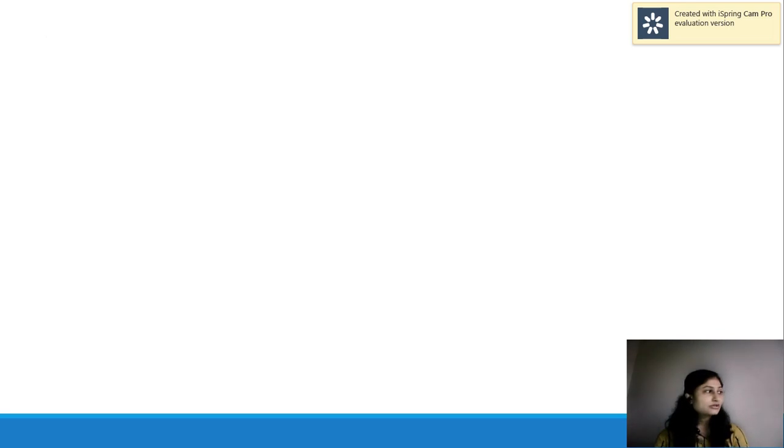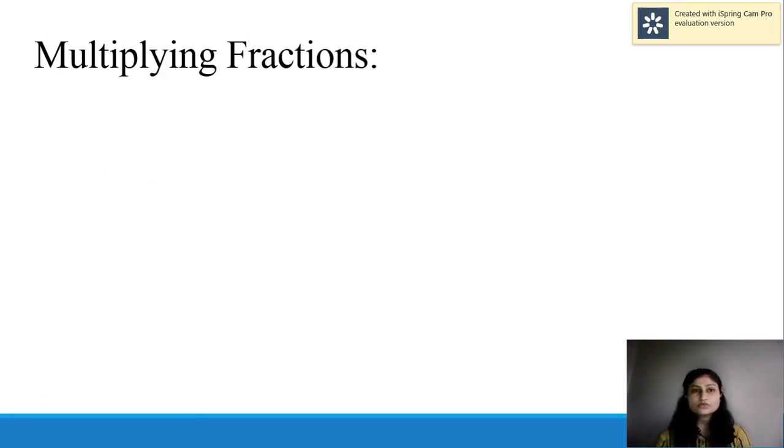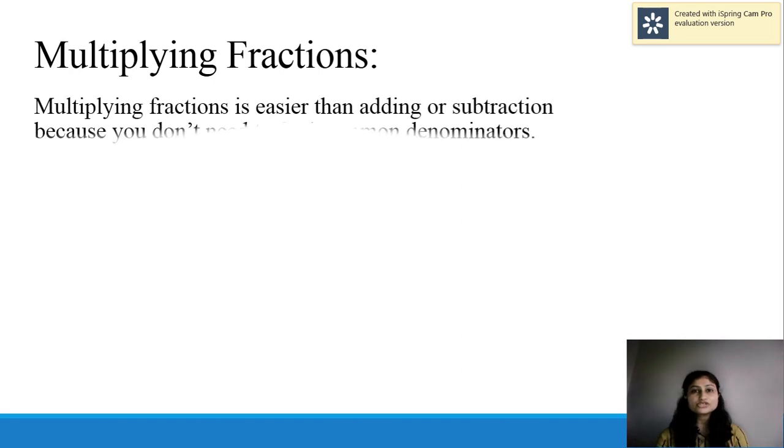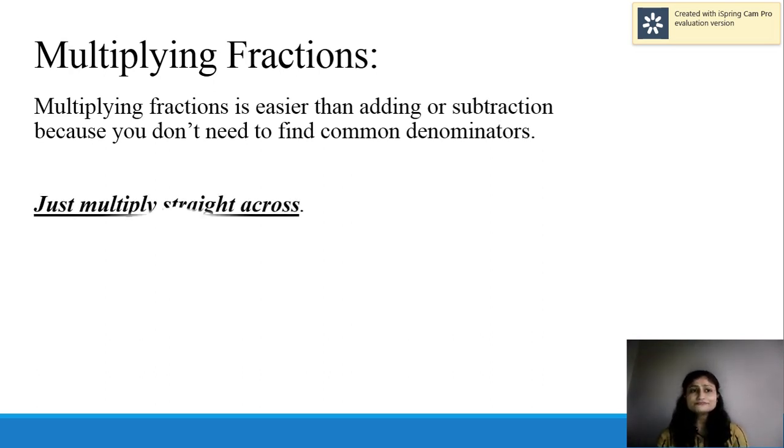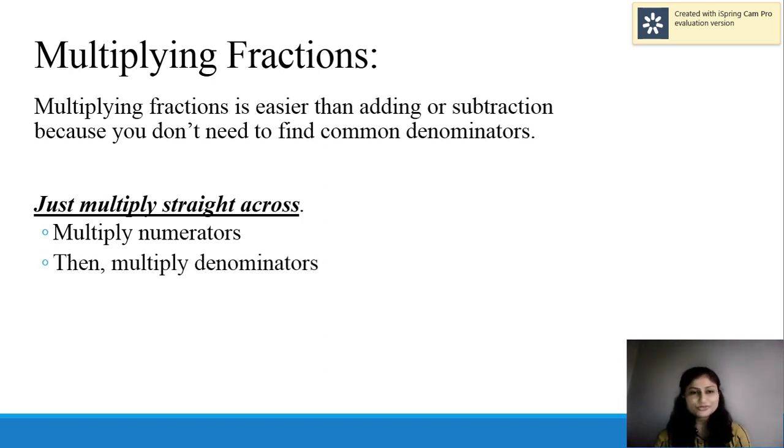So it is 4. And now we multiply fractions, and for that you have to remember some points. Multiplying fractions is much easier than addition and subtraction. Why? Because here you only have to multiply numerators and denominators. There is no need to find a common denominator here. Just multiply straight across. First multiply numerators, then multiply denominators.